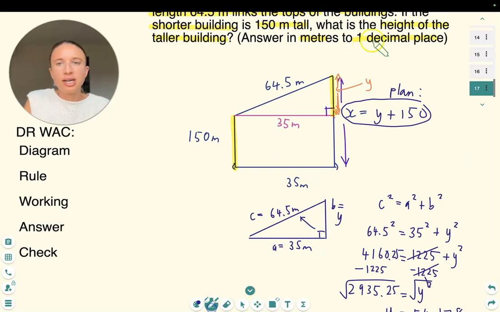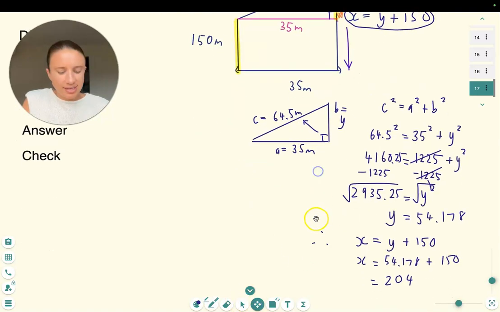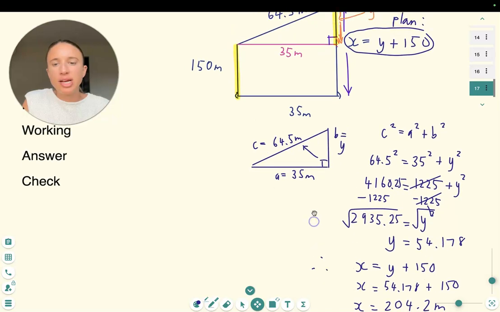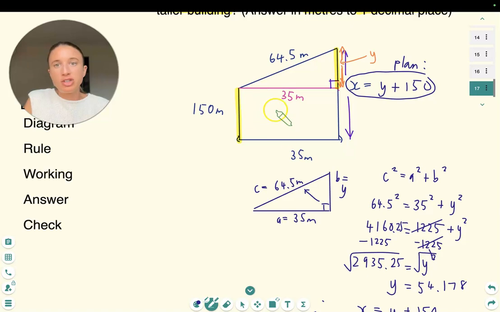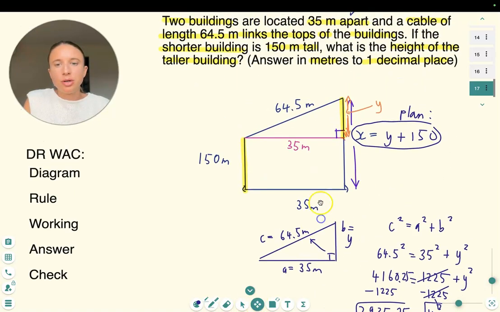And two things to check at the end, units and decimal places. So how many decimal places was it? 1 decimal place. So 204.2 meters is how tall that building is. And you might just want to check your answer makes sense. So the shorter building should be shorter than the taller building, right? And 204 is bigger than 150, so we're all good.